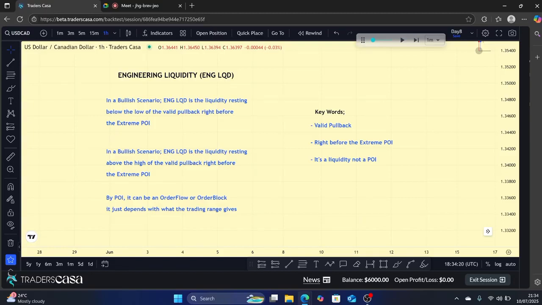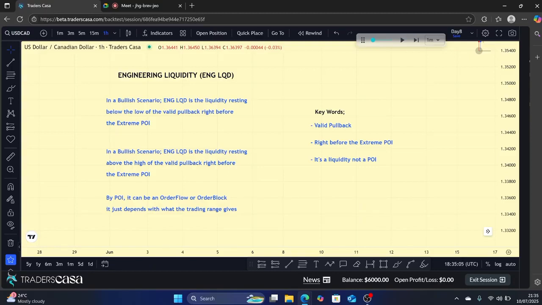Without the previous sessions about order flows, knowing how to map inducement, knowing how to do the market structure, talking about the impulsive move and the corrective move, and how to identify valid pullbacks, it will be very hard for you to identify engineering liquidity. That's the reason this course is in parts, meaning that you cannot start with day 8 before day 7, without knowing what was meant for the days before it.